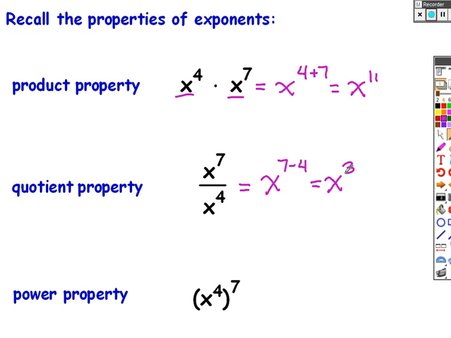If I have a power to a power, 2 exponents, x to the 4th times itself 7 times, well, that would give you x to the 4 times 7, or x to the 28th power. So if I have 2 exponents, I just multiply them together. Now wait a minute, what is a logarithm? Well, a logarithm is an exponent. So these 3 properties are also properties of logs. So let's explore the first one.